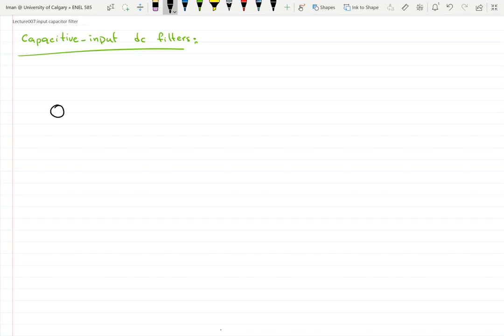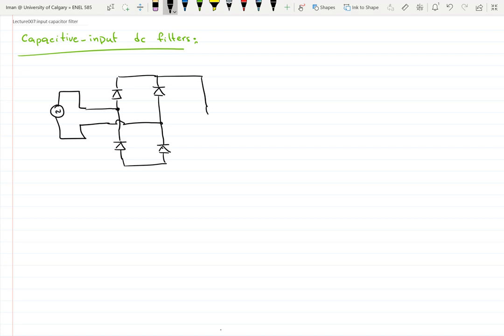So let's look at the circuit where we have a capacitive input DC filter. Same as before, we have a diode bridge like this. Then we have a capacitor, and then we have the resistor. So R, C, D1, D2, D3, D4, and this is Vm sine omega t, our input voltage, and i_s is our input current.